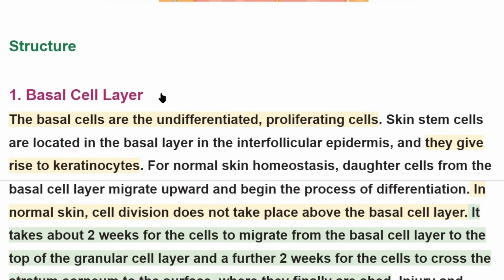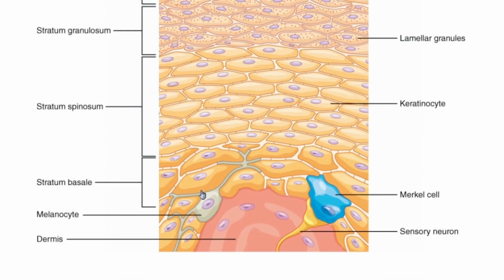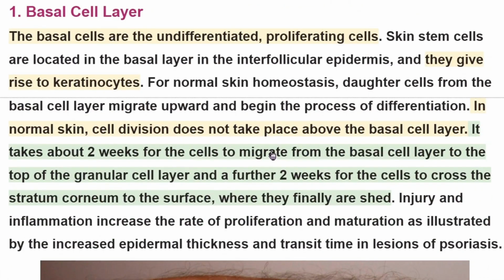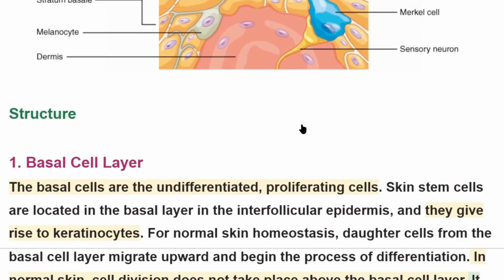Structure: basal cell layer. We are going to talk about this layer, the basal cell layer. The basal cells are the undifferentiated proliferating cells. Skin stem cells are located in the basal layer in the interfollicular epidermis, and they give rise to keratinocytes. For normal skin homeostasis, daughter cells from the basal cell layer migrate upward and begin the process of differentiation. In normal skin, cell division does not take place above the basal cell layer.